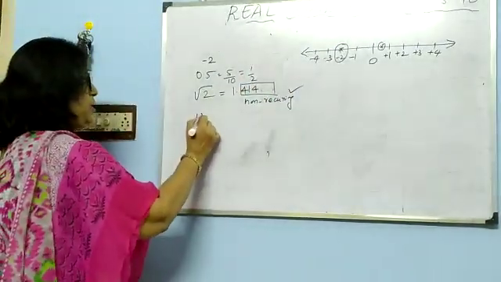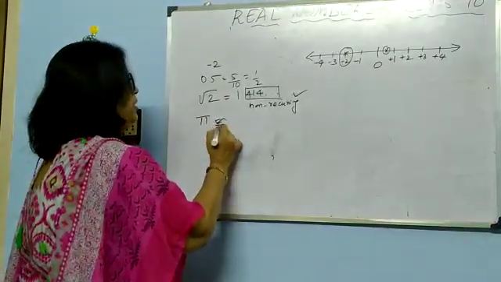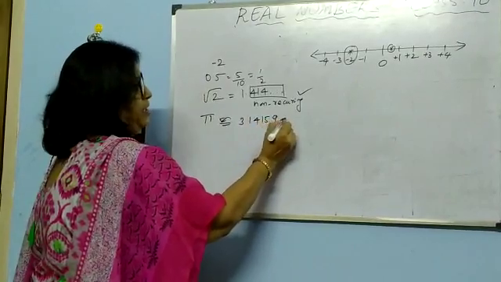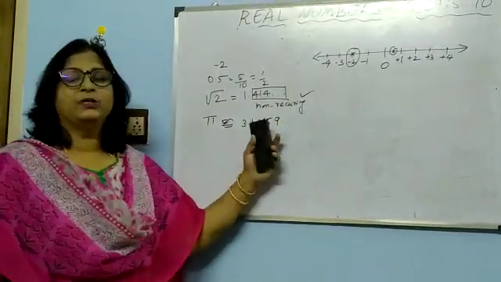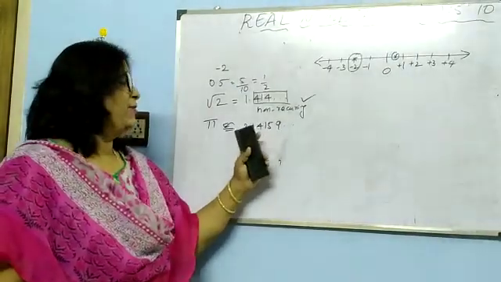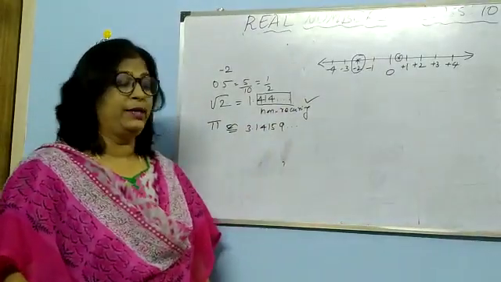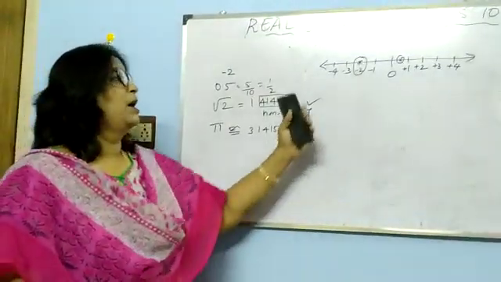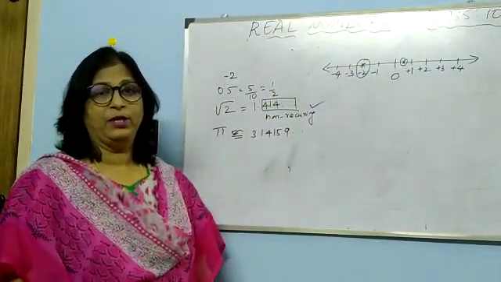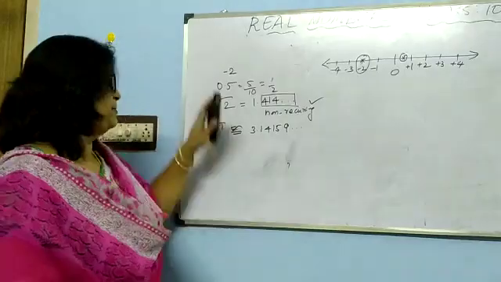What about the special number pi? This is approximately equal to 3.14159. Again, it is also a non-terminating, non-recurring number. And we can see that this also can be represented on a number line. So all these numbers are real numbers which can be represented on a number line. So now we'll see how the numbers are broadly classified.